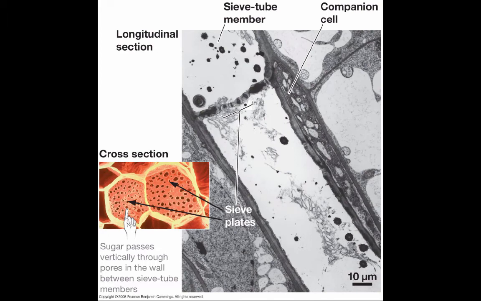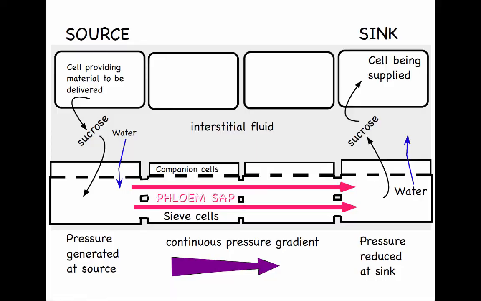This is a transmission electron micrograph of a companion cell and the sieve tube member. So here's the companion cell, and here's the sieve tube member. Here's a picture of the sieve plates, and those are big gaping holes that do not impede the movement of phloem sap. So there's a cross section of this space right here, which is the cell wall that, to a certain extent, separates these cells.